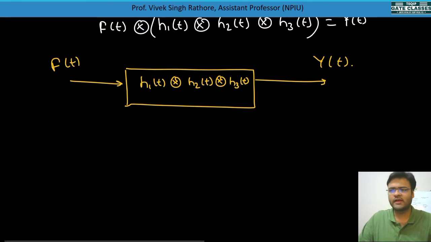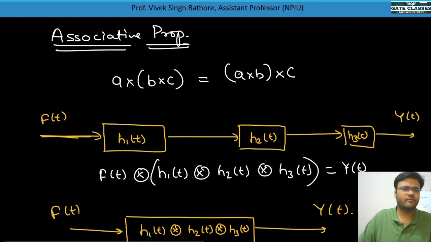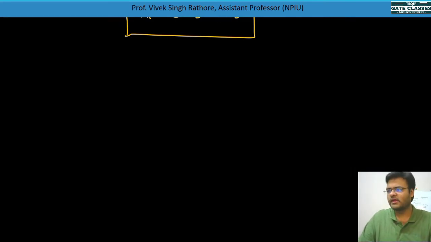This is called the associative property, and many times in control systems many questions have been asked on this type of thing, and they are solved like this only. We can put them in a common block diagram.